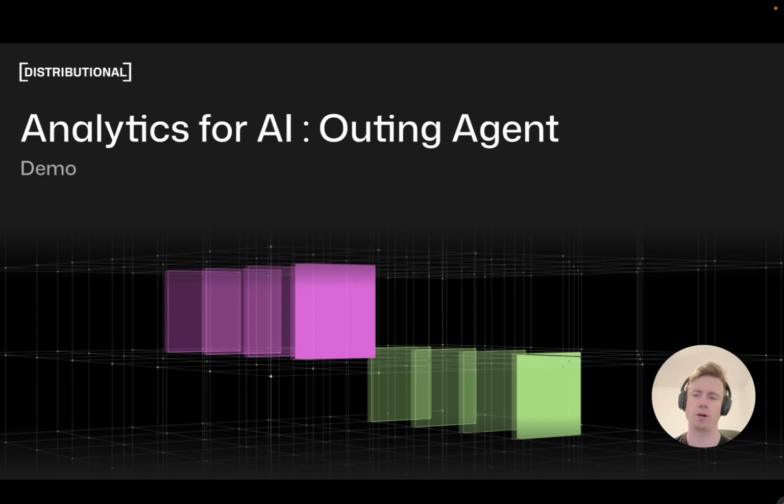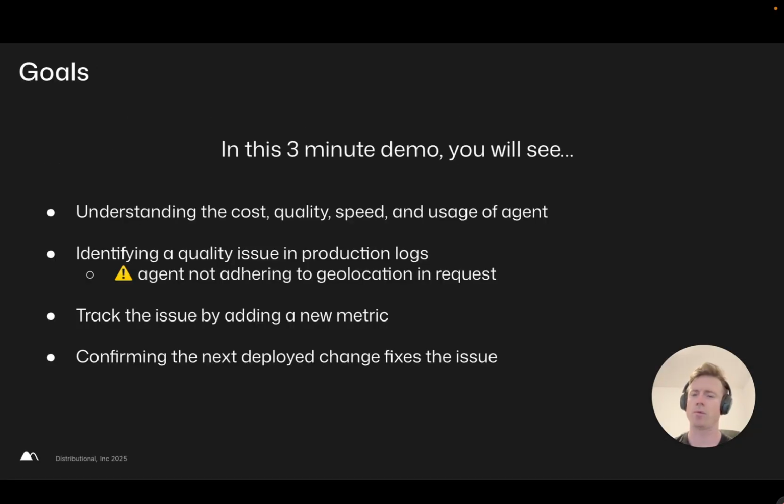We are going to show you a demo of our product, which is Analytics for AI, running on logs coming from an example outing agent. In particular, we're going to show you how within the product you can understand the cost, quality, speed, and usage of your agents. You can identify issues in your production logs. You can take steps to track those issues, and then ultimately confirm that your next deployment fixes or addresses them.